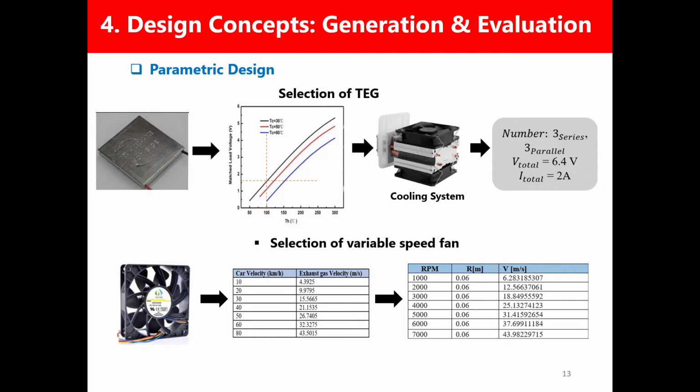After that, we make a selection for a variable speed fan. So we need to match the exhaust gas velocities and fan velocities. Then we found this fan that is applicable.